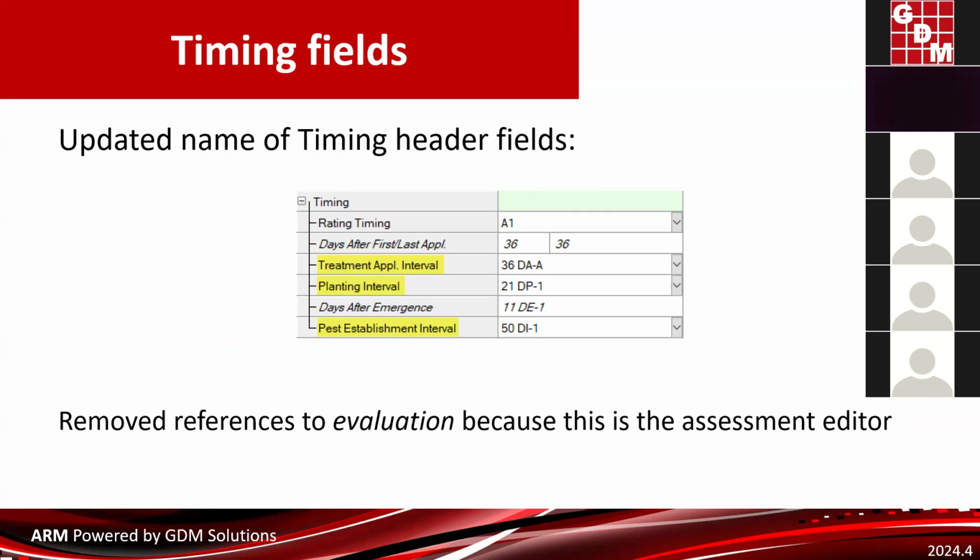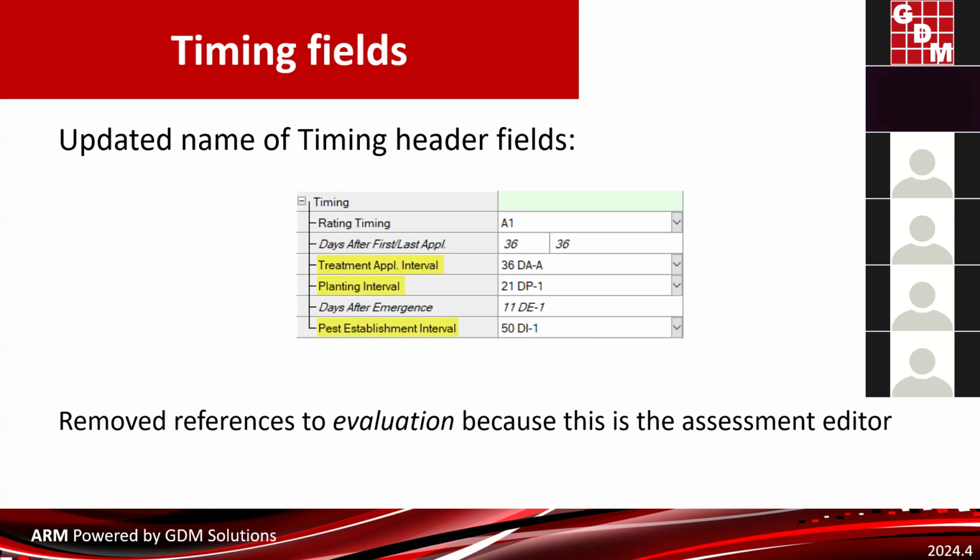One last item here for the assessment header. The timing fields: there's a variety of interval fields that get automatically calculated when you put in a rating date. All we did was rename some of the fields. Previously, they were very abbreviated and, especially for beginners, hard to understand. What does this even mean? What is it trying to calculate? Mostly we noticed that each one of them had a reference to evaluation. Like the first one was treatment evaluation interval.